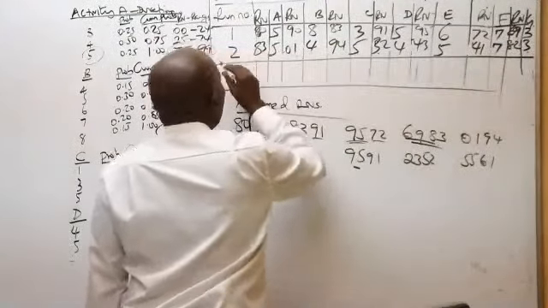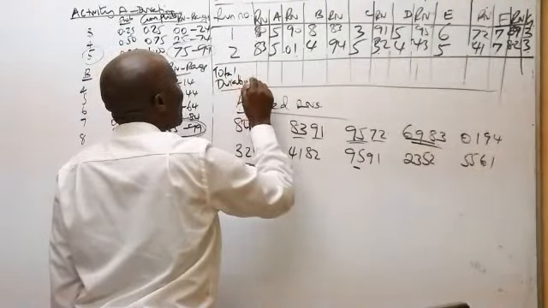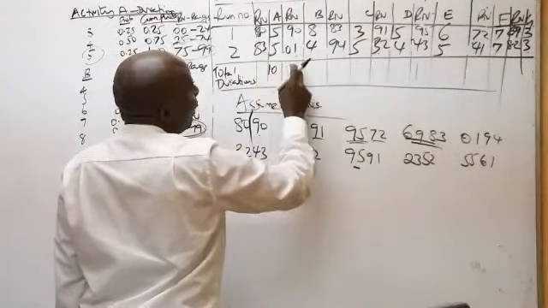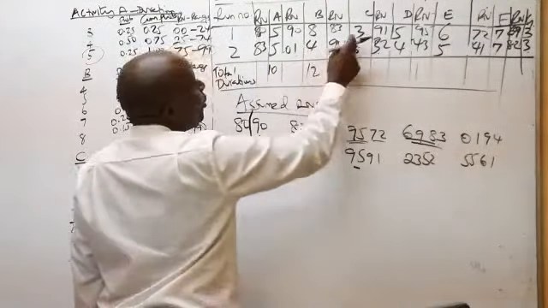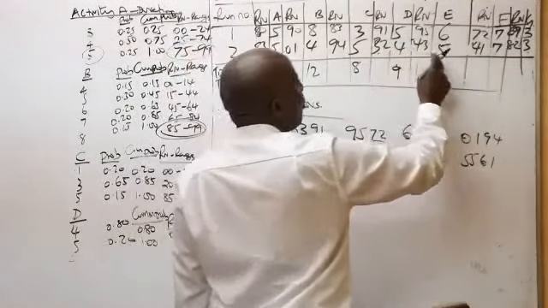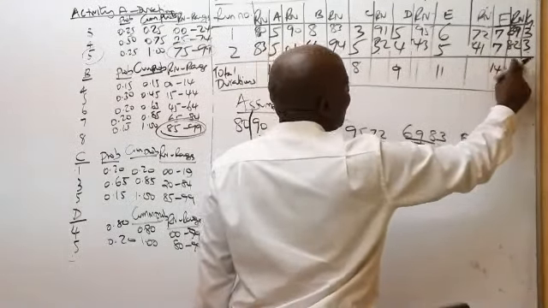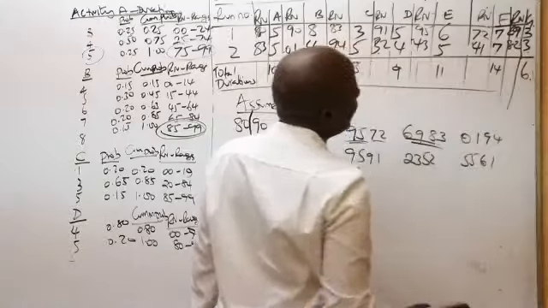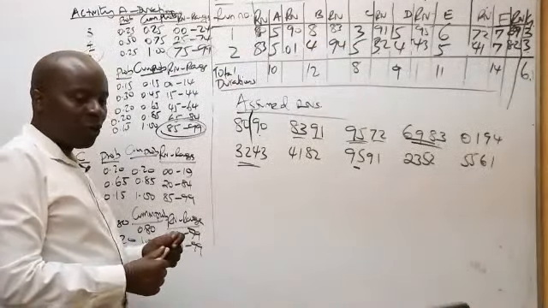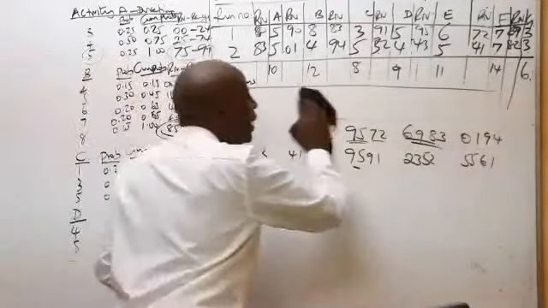Once you get there, you come and get the total durations. So the duration of A is 10. Duration of B 12. Duration of C 8. Duration of D 9. Duration of E 11. Duration of F 14. Duration of G 6. And then, of course, at the end of the day, you want the averages.